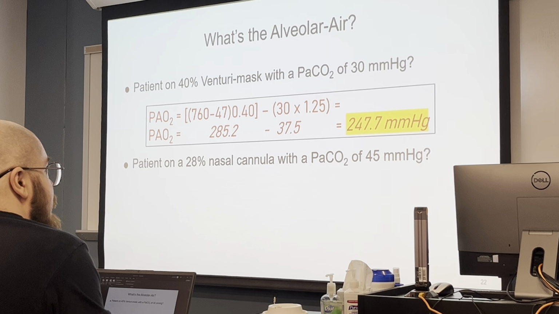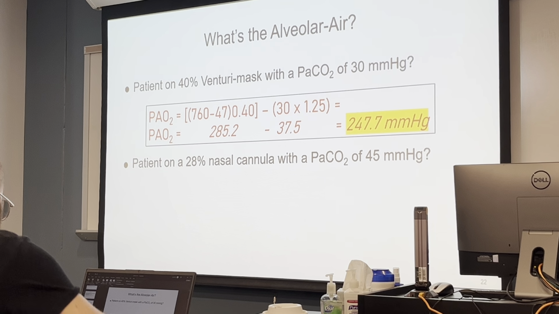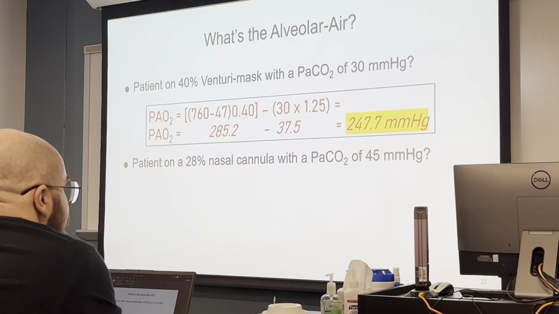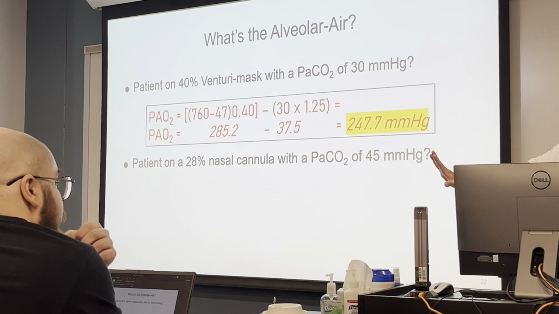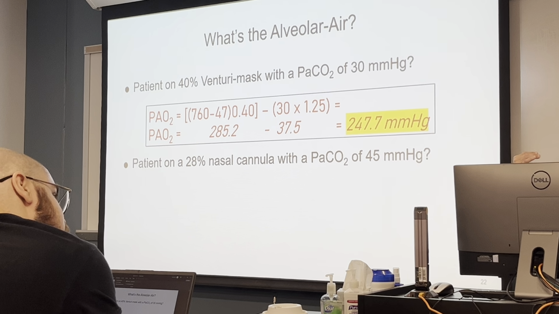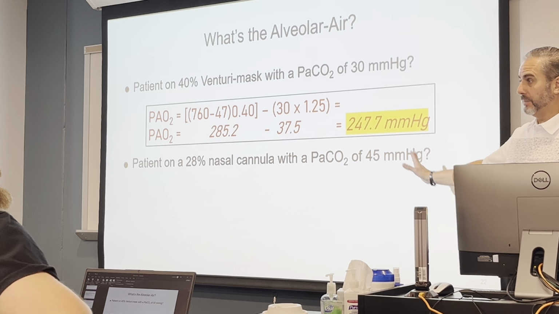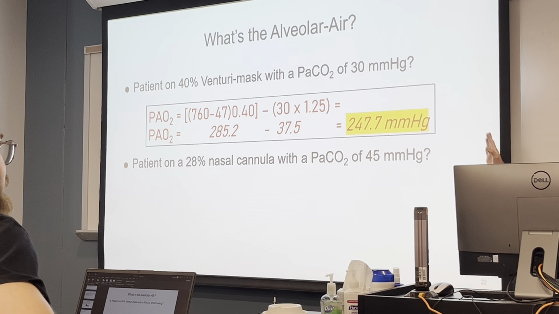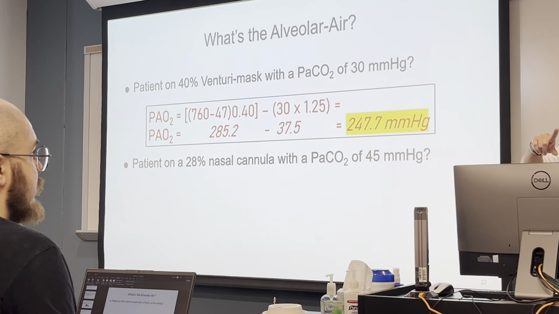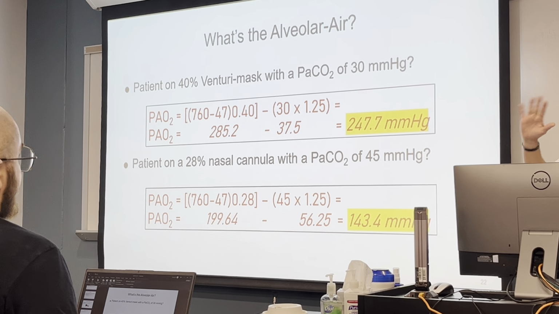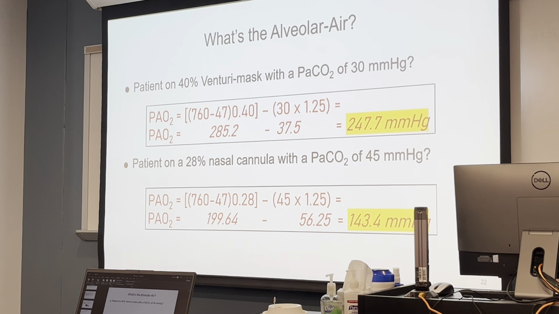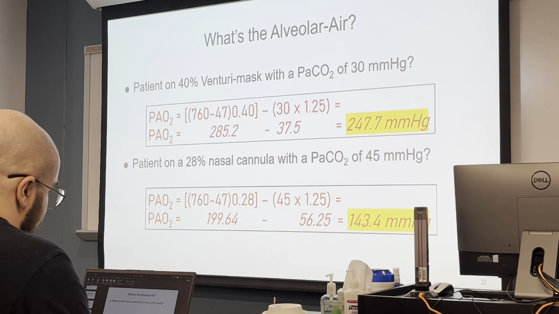All right, so same equation, 760 minus 47, which is 713, times our new FiO2, 0.28. That's the left side of the equation. Right side of the equation, CO2 is 45, so 45 times 1.25, or divided by 0.8, comes up to whatever it is. Subtract both sides from each other. Your answer should be, what did you get? 143. 143 and some change. Close enough. And if anybody wants to take a picture of it, you're more than welcome. That's everything on the slide, including the math.